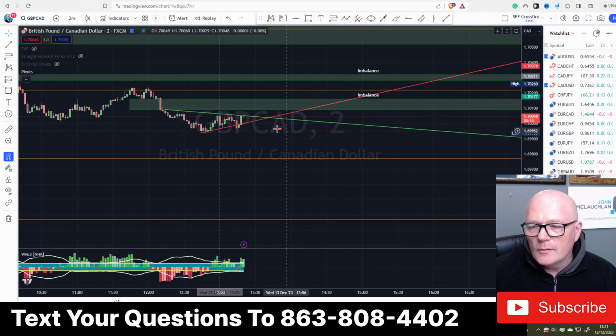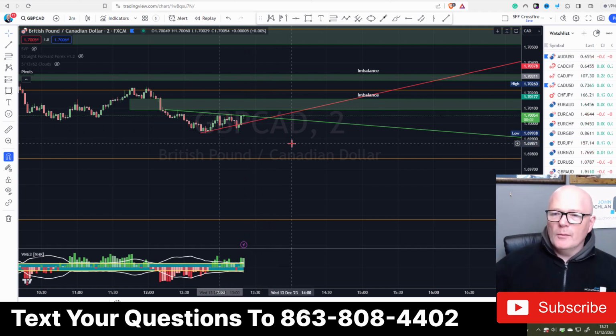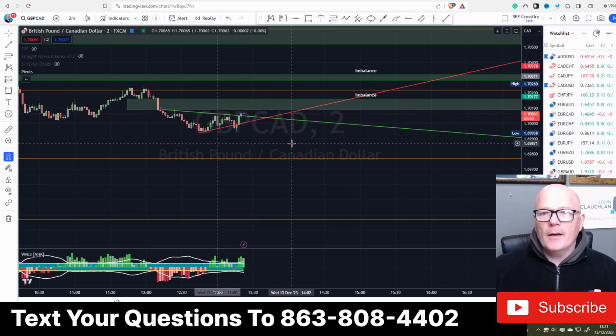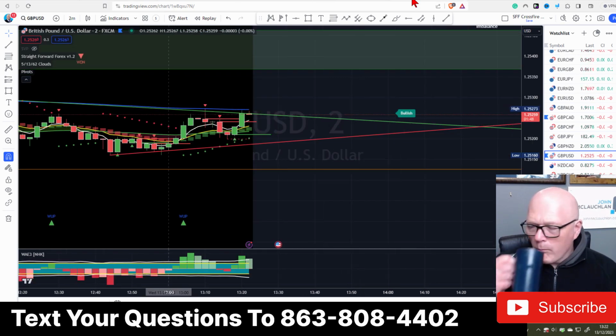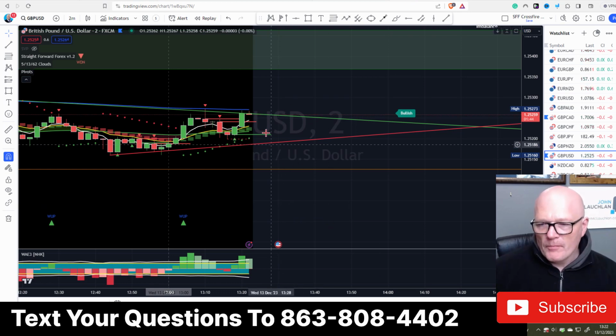and so yeah, same situation here. We've got a lot of imbalance to the top there, so you know price might want to come up a little bit later. This is the pound Canadian dollar, so price is going to react to whatever happens in a few minutes. See what you got here.